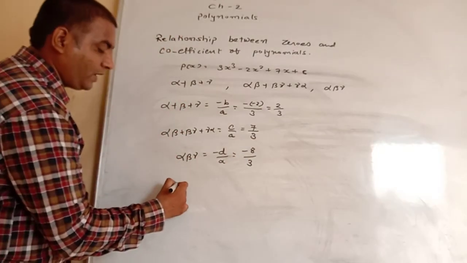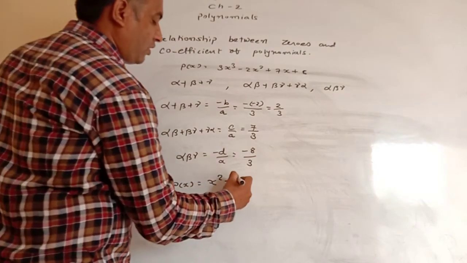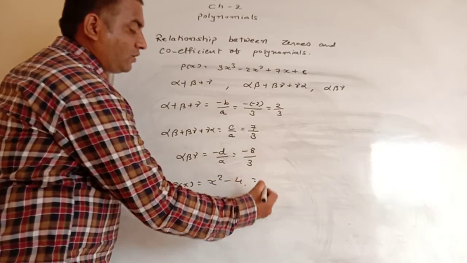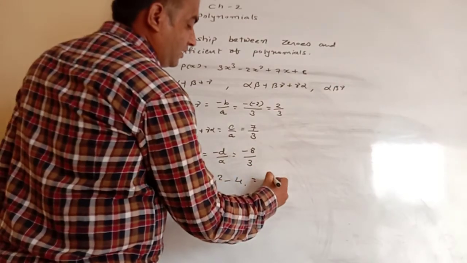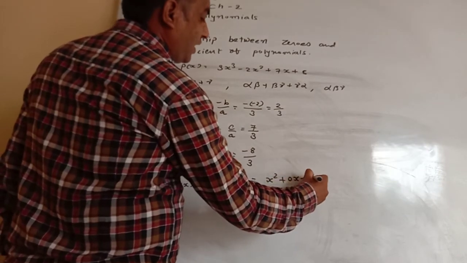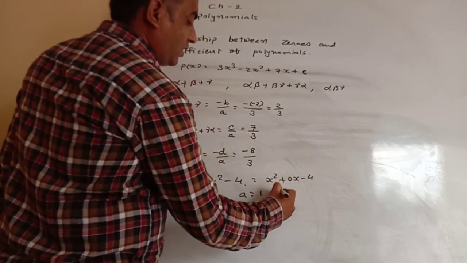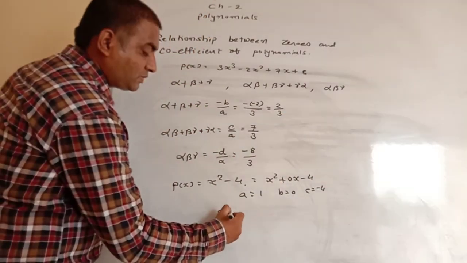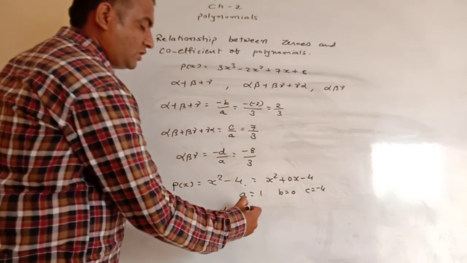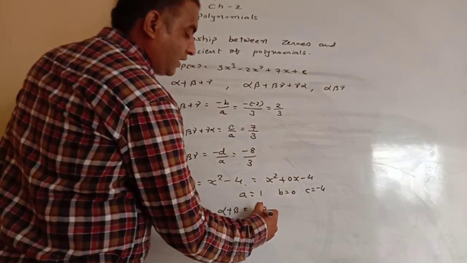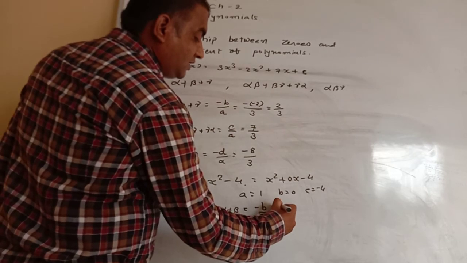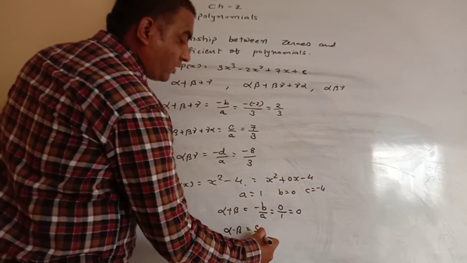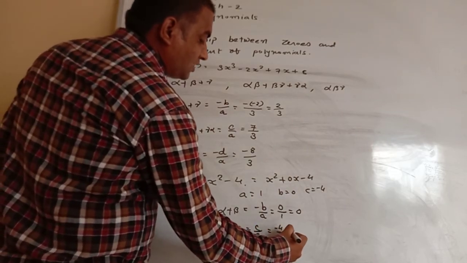Now suppose it is given p(x) equals x square minus 4, and what is the sum of zeros and what is the product of zeros. Here we can write it in the standard form x square plus 0x minus 4, so a equals 1, b equals 0, c equals minus 4. And so alpha plus beta, as it is a quadratic polynomial with 2 zeros, equals minus b upon a, which will be 0 upon 1, so 0, and alpha into beta equals c upon a, so minus 4 upon 1, so minus 4.